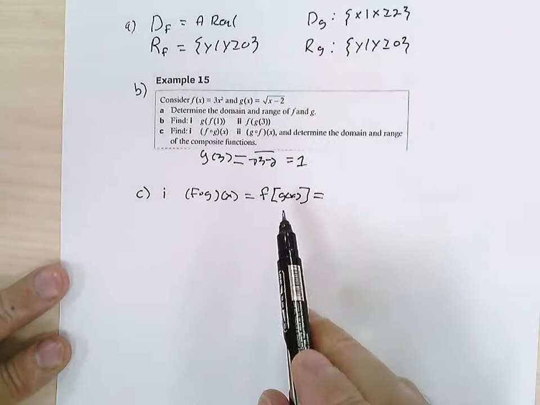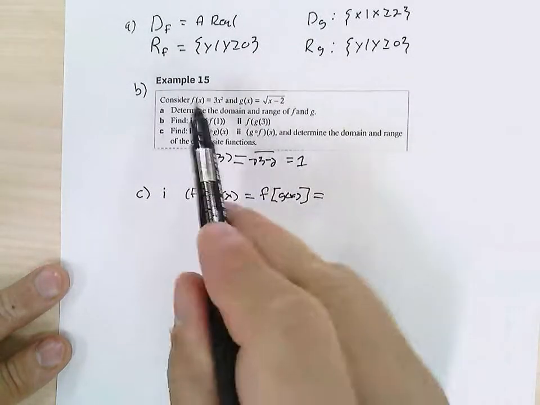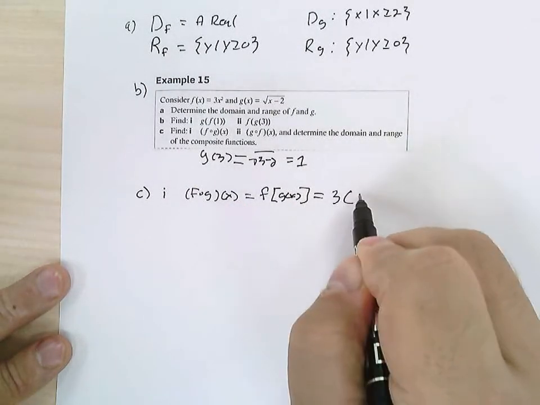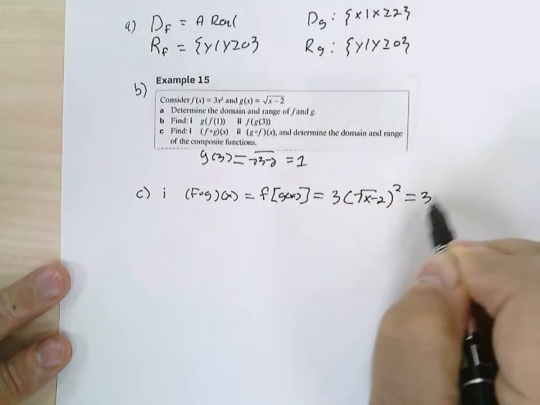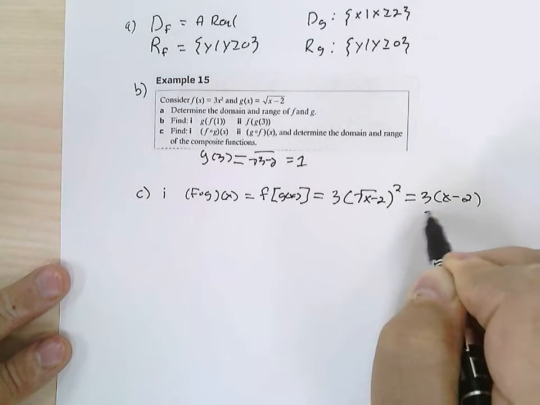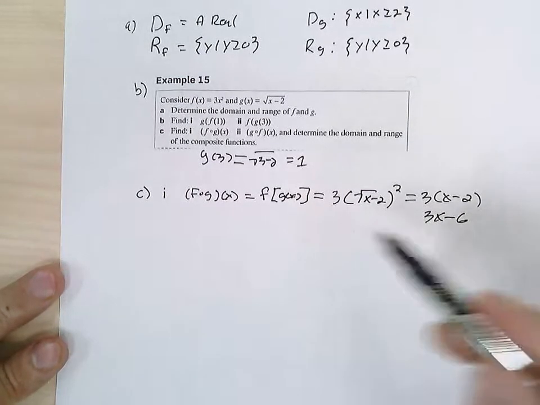So that means I got to plug g of x into f. This guy goes into here, so that's going to be 3 times the square root of x minus 2, squared, which is 3 times x minus 2, which is 3x minus 6. That becomes a linear function.